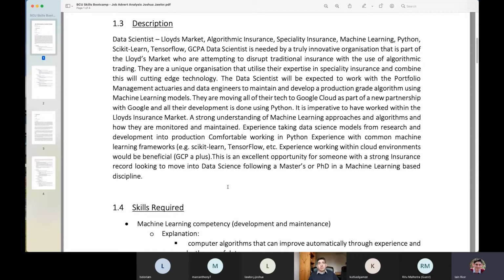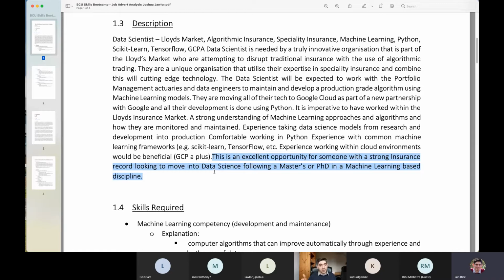Now, you'll notice that this job is specified as a data scientist, and there's a lot of information in there because they're expecting an advanced or very experienced worker. To note in particular the last sentence, this is an excellent opportunity for someone with a strong insurance record looking to move into data science following an MSc or master's or PhD, so a doctorate in a machine learning based discipline.